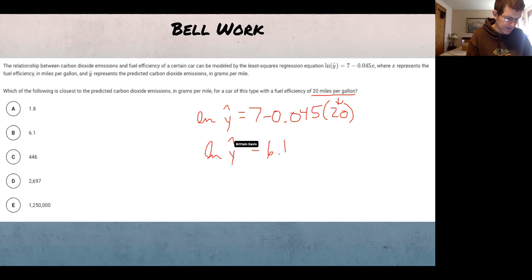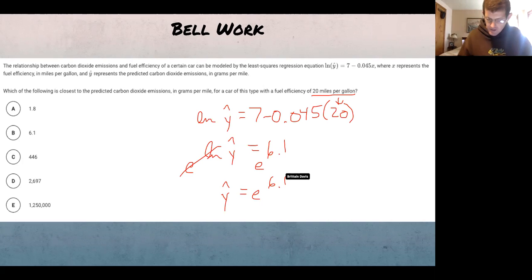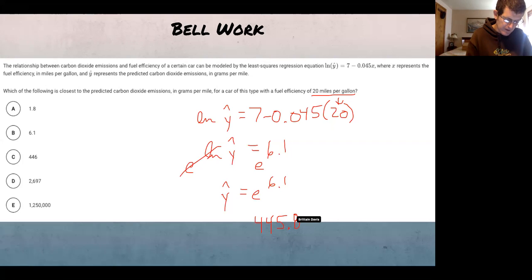We want to get y hat by itself. So we need to raise e to the power of both sides. These cancel out. y hat equals e to the 6.1 power. And our calculator can give us that answer, which is 445.857. Anyways, we don't really care that much about how many decimals there are because the answer is going to round to 446.